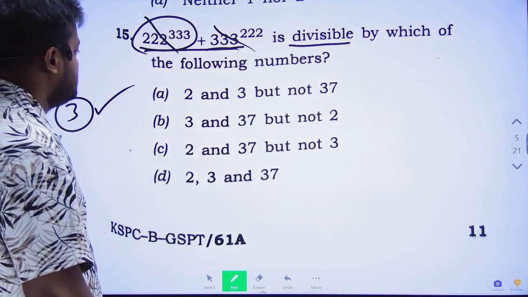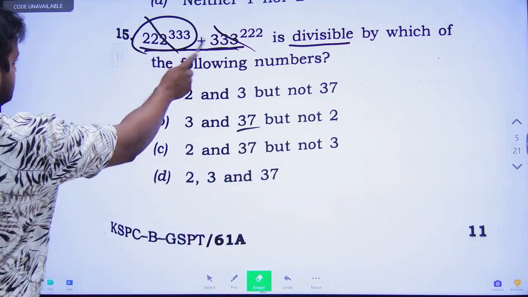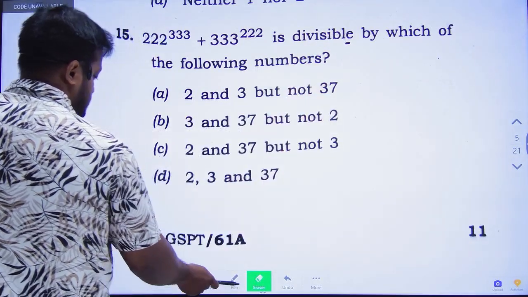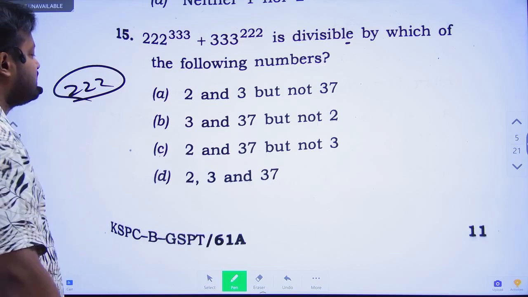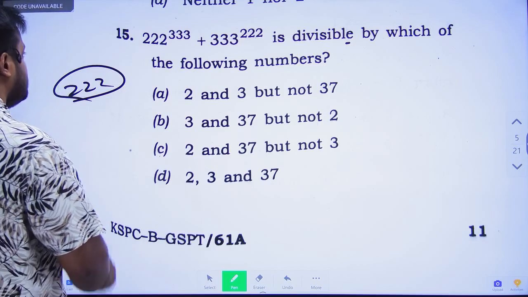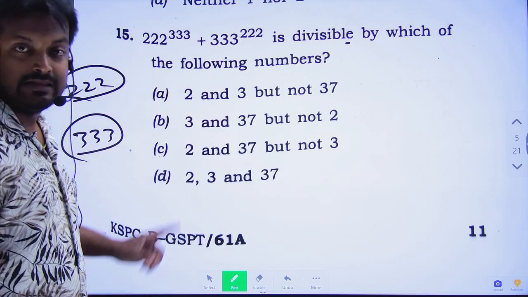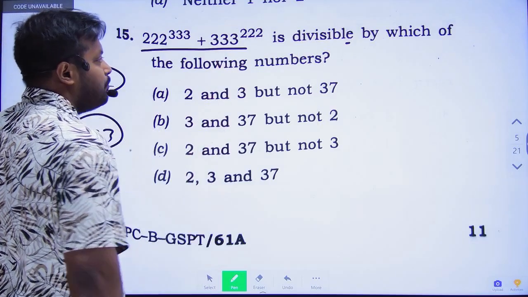Okay. Now let's check with 37. 222 is a multiple of 37. Likewise, 333 is also a multiple of 37. That is also a multiple of 37. So the whole number is a multiple of 37.